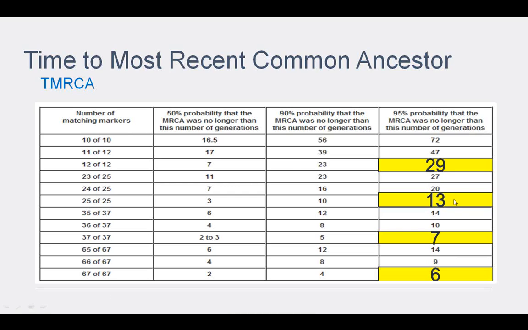So then let's say we go to the 25 marker level, and again, at an exact 25 out of 25 or 0 genetic distance, we now more than reduce that time frame by half to 13 generations. So now we're more like in the 300 to 400 year time frame. And so that's better for a lot of people, especially those of you who do have paper trails that go that far back, or at least surnames that go that far back.